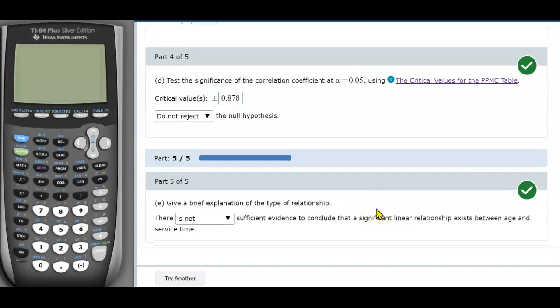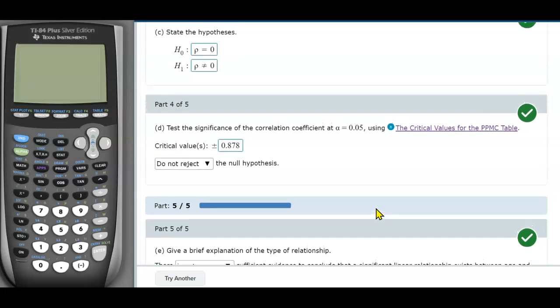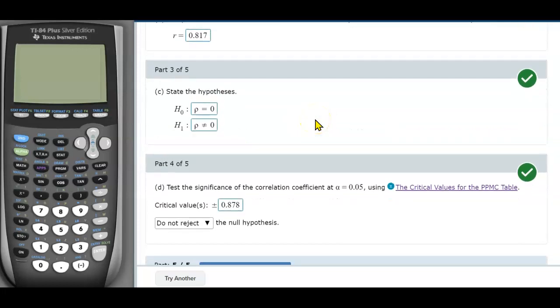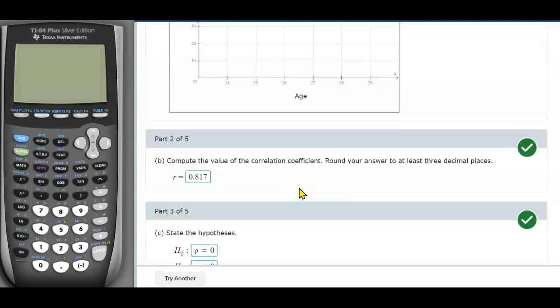So this scenario is not always the same. Obviously, if I had the R in the rejection zone, I would be rejecting, and there would be enough evidence, right? Okay, that's all for this question. I hope this helped.